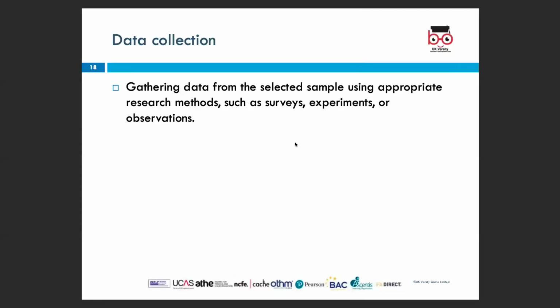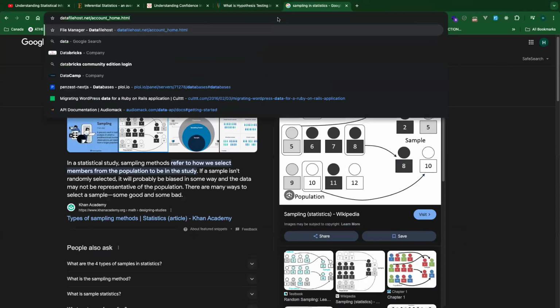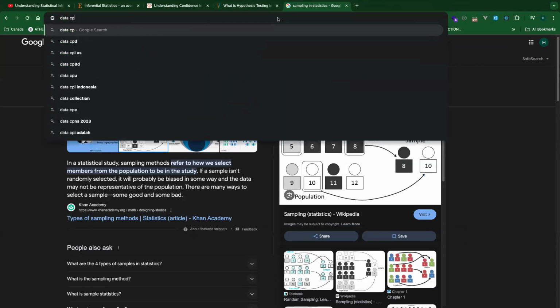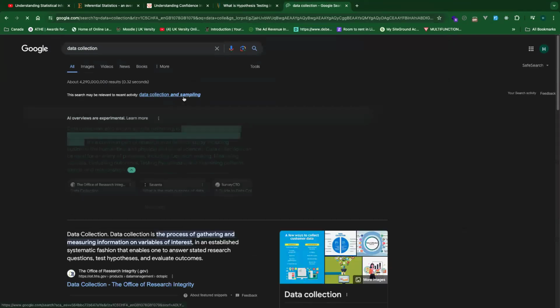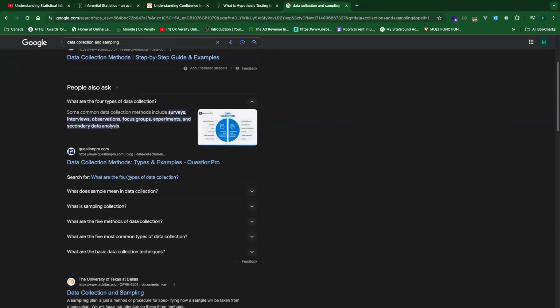And data collection. Gathering data from the selected sample using appropriate research methods, such as surveys, experiments, or observations. Because that's what data collection is. And we have different types of ways that we can collect data. Yeah, we have four types.